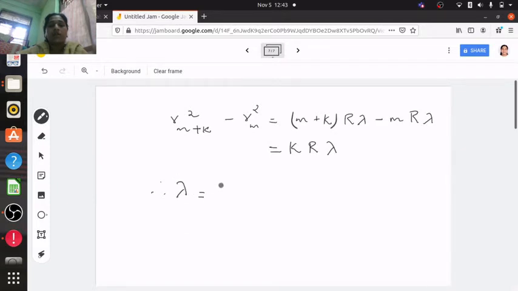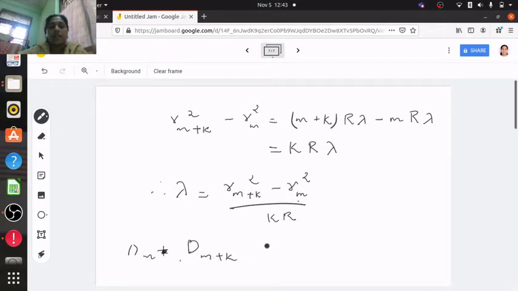Therefore, lambda is equal to R_{m+k} squared minus R_m squared by k r. If D_{m+k} and D_m are the diameters of the mth and (m+k)th rings, we know R_m is D_m by 2, and R_{m+k} is D_{m+k} by 2.